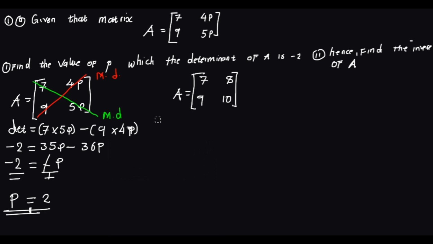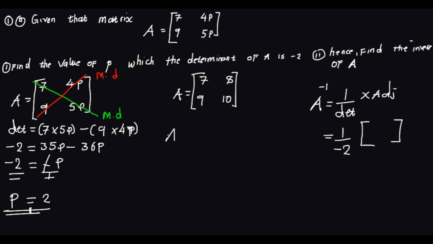Now let's proceed with our question here. Hence find the inverse of matrix A. So the inverse of this matrix, denoted by A to the power negative 1, is equal to 1 over the determinant multiplied by its adjoint. So 1 over the determinant is 1 over negative 2. Now let's find the adjoint of this matrix A.